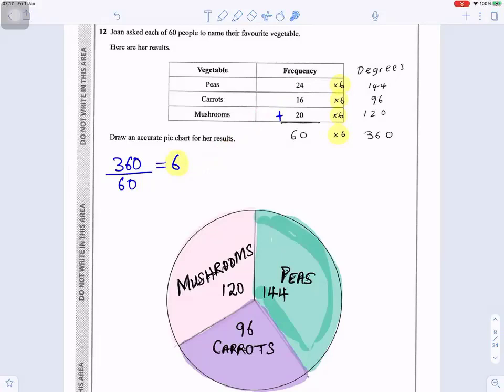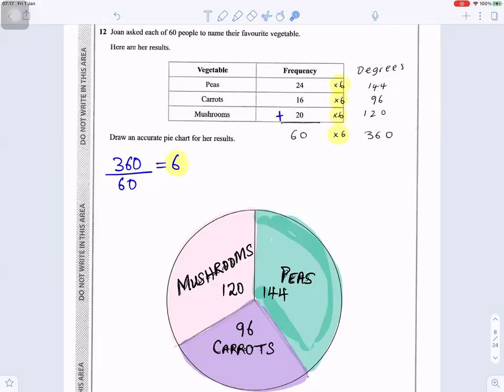If you want to get it for 16, you times 6. You want to get it for 20, you times 6. So you find it for 1, and then you times it by 6. So 24 times 6 is 144. 16 times 6 is 96. 20 times 6 is 120. And to check, you add all of these numbers: 144 plus 96 plus 120. That will give you 360 degrees.